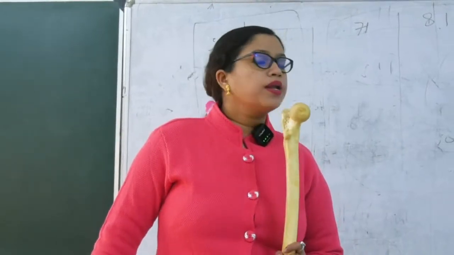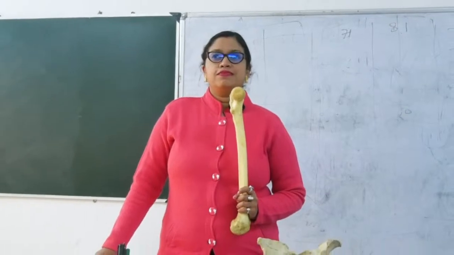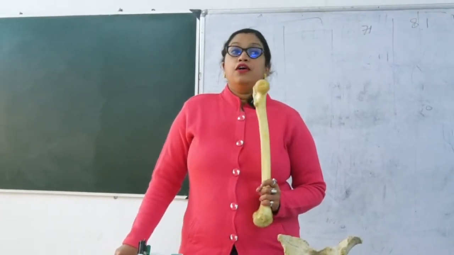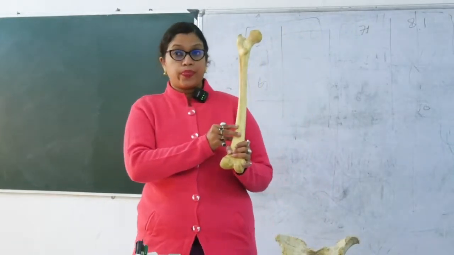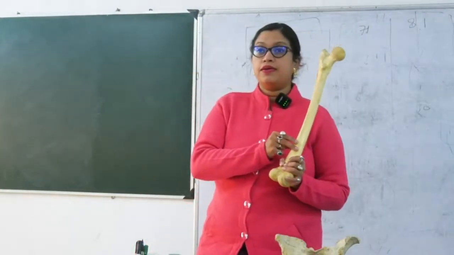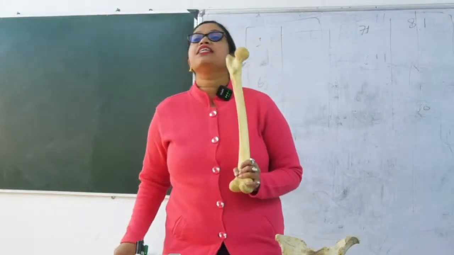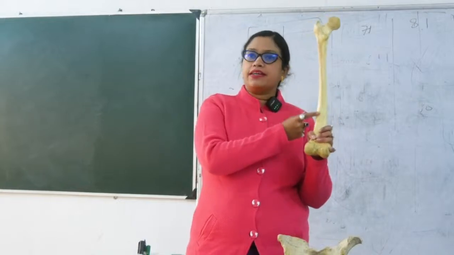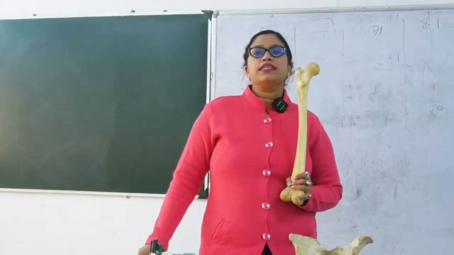Next one is... Only we are concerned about the linea aspera. Plantaris. Next muscle is the plantaris. Why? It is found on the lateral supracondylar line. So this is the next muscle.